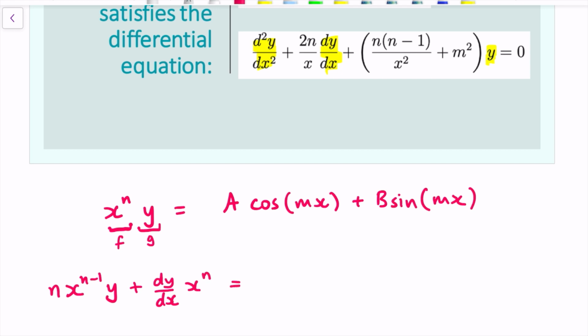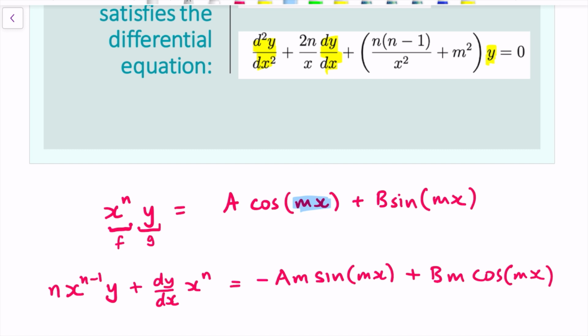The right hand side, well, cosine differentiates to minus sine, so we get minus a. We need an m in there, the chain rule, times sine of mx. And then sine, well, that differentiates to cosine, so we need plus bm multiplied by cosine of mx. Okay, what I'm doing there is an application of chain rule.